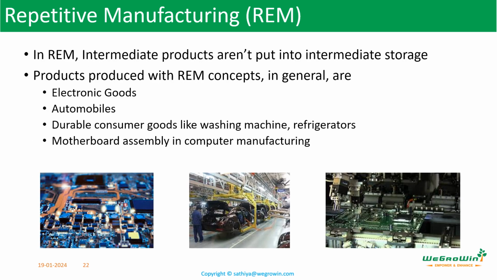In repetitive manufacturing, intermediate products are not put into intermediate storage. Products produced with repetitive manufacturing concepts in general are electronic goods, automobiles, durable consumer goods like washing machines, refrigerators, and motherboard assembly in computer manufacturing.